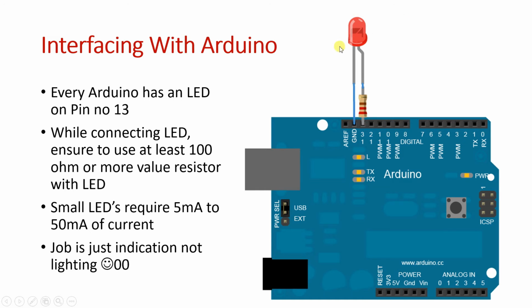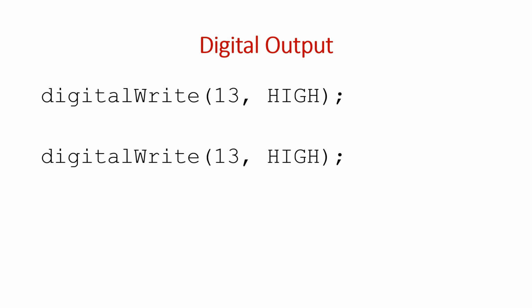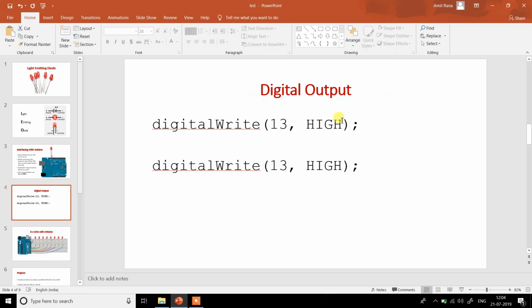Remember, the job of the LED here is just indication, being on or being off. So it is not there for lighting purposes, and that's why you have to use as big a resistor as possible so that you just get enough indication. By connecting the LED in this fashion, all you have to do is make the pin go high to turn the LED on and make the pin low to turn the LED off. That's about it. So it should be digital output 13, high, 13, low.